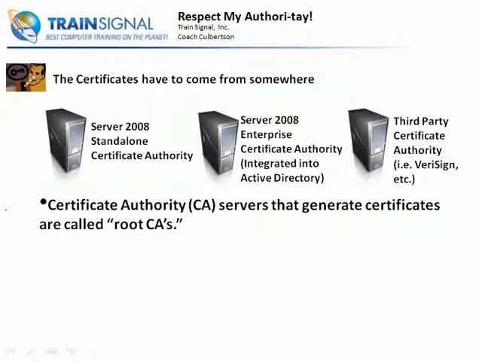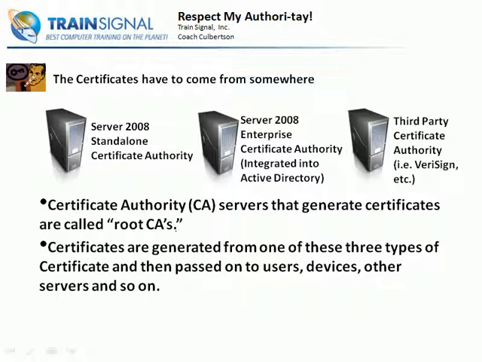So a root CA generates certificates. Now, I want to let you know something. In a very small network, if you want to use certificate services, you could actually use either of these two certificate services options, the standalone certificate authority or the enterprise certificate authority. You could use them by themselves to generate and hand out and to verify users' identities and also to do encryption. Now, certificates that are generated from one of these three types of CAs are then passed on to users, devices, and servers, and so on.